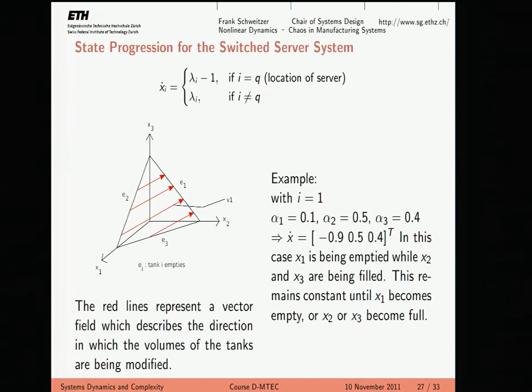So the server is here. The server starts emptying buffer 1, right? It empties this, and finally we end up here. x1 is completely empty. x2 has got a little bit full in the meantime, and x3 also got a little bit full in the meantime, right? We were just emptying the first buffer, but the other 2 were being filled with these rates, 0.5 and 0.4. So we end up here.